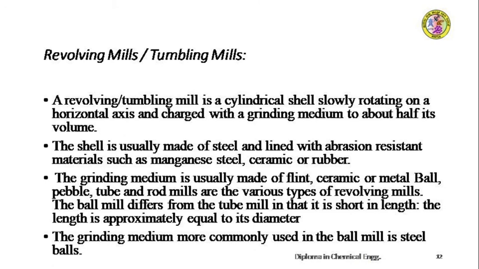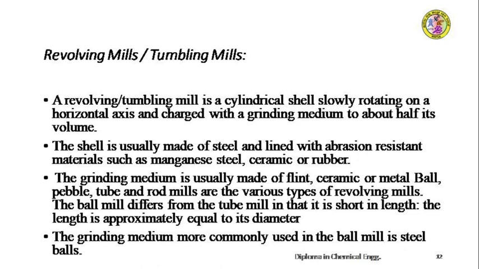Whenever a revolving mill utilizes balls, such as metal balls or ceramic balls, as a grinding medium, it is called a ball mill. A tube mill is similar to a ball mill, only with a difference in dimension. Usually a tube mill will be long in length; in fact, its length will be twice its diameter. Whereas for a ball mill, the length is approximately equal to its diameter. That is how a tube mill differs from a ball mill.